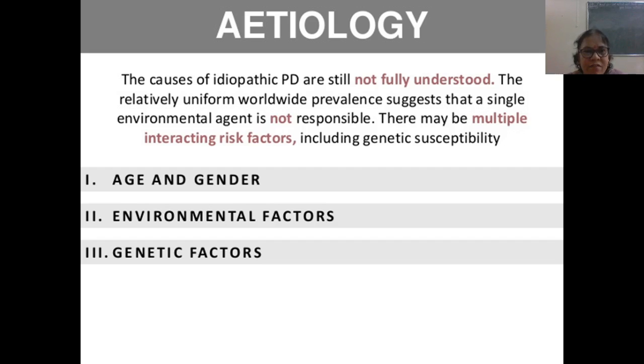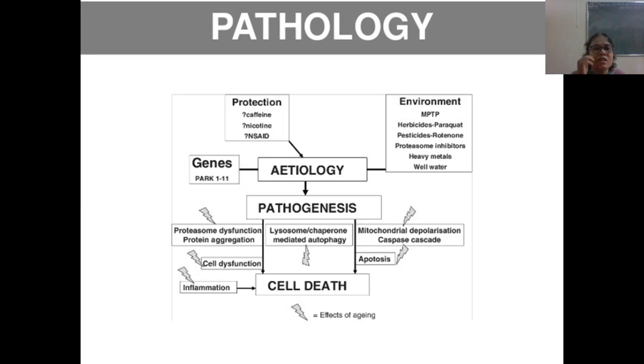Coming to the etiological factors, the exact cause of why Parkinson's disease occurs in people is still not understood, and the relatively uniform worldwide prevalence suggests that a single environmental agent is not responsible. There may be multiple interacting risk factors, including genetic susceptibility. Various factors influence the occurrence of Parkinson's disease, like age and gender, environmental factors, and genetic factors.